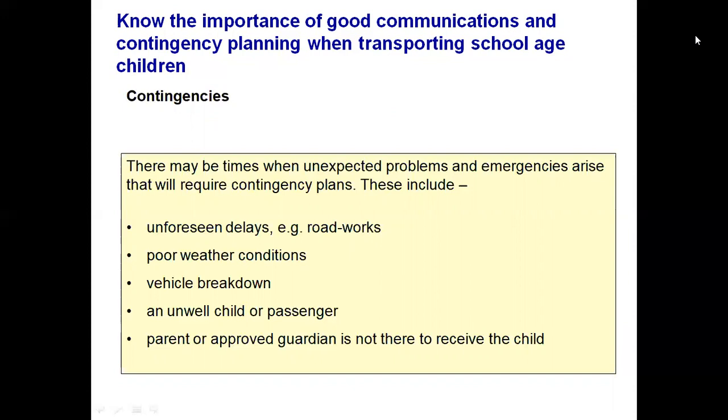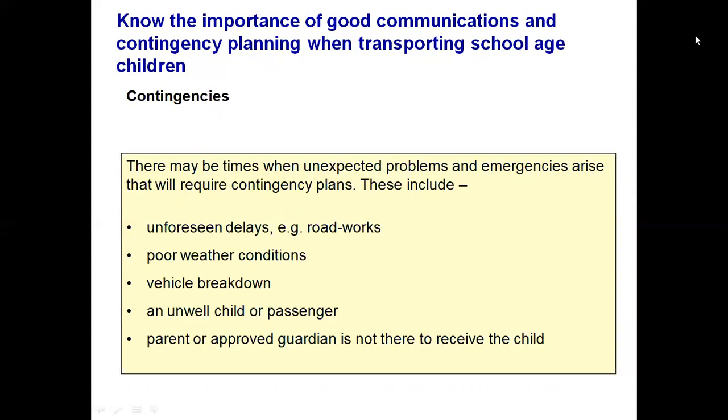Should that parent say, take them to Mrs. Jones around the corner, you cannot do so. But there is a way around it. You could ask the parent to phone Mrs. Jones around the corner and phone you back. And if she accepts responsibility for taking their child, you would need to phone your dispatch office or the LEA to get permission to do so.